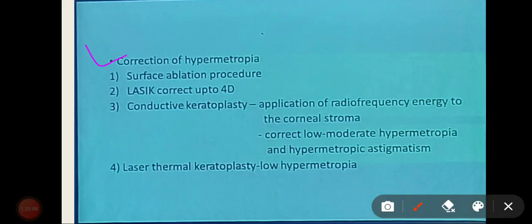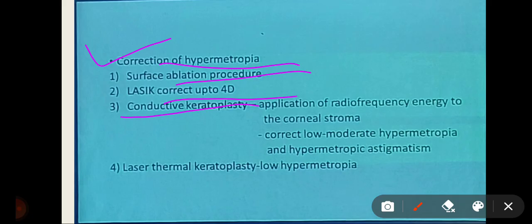Now treatment of hypermetropia: surface ablation procedures, LASIK correction up to 4 diopter, and conductive keratoplasty, application of radio frequency energy to the corneal stroma, corrects low to moderate hypermetropia and hypermetropic astigmatism, and laser thermal keratoplasty corrects low hypermetropia.